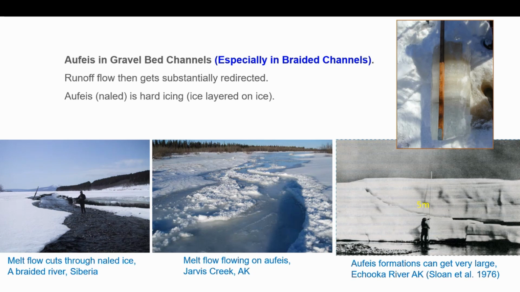In Alaska, on some of the braided rivers, they get thick accumulations of aufeis. This is an early photograph from a report by the Corps of Engineers, showing ice up to 5 meters thick.